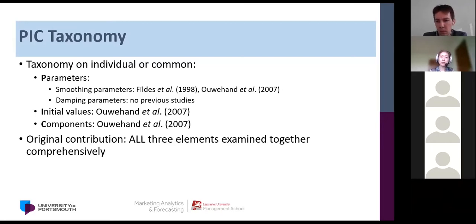Although our motivation stems from estimation of seasonality, this taxonomy is not restricted just to seasonal demand. You can see it actually applies to level and trend as well. And we apply that comprehensively and assess its effectiveness through simulation studies and also with real data, as you will see later on.